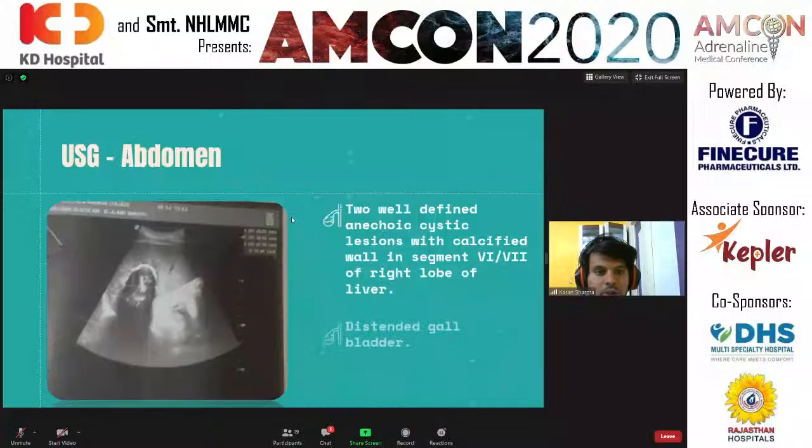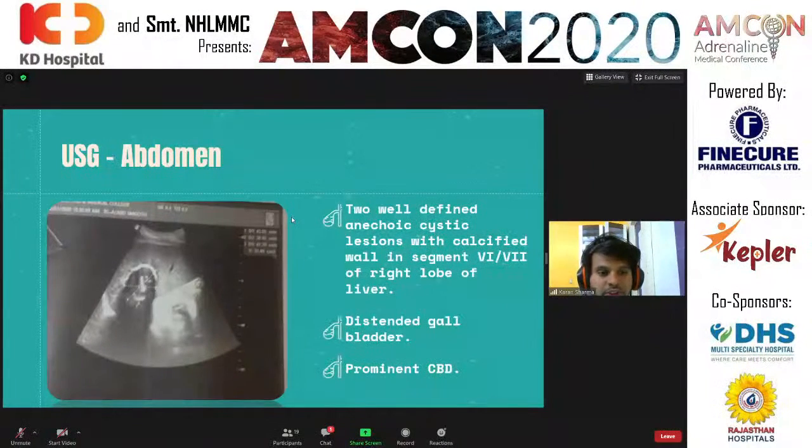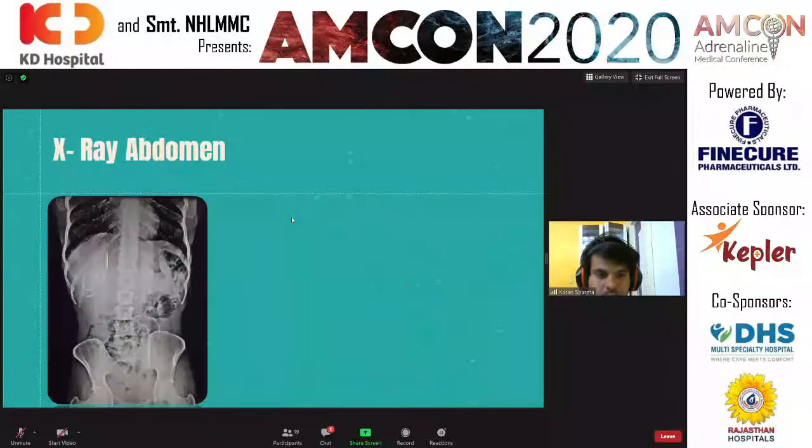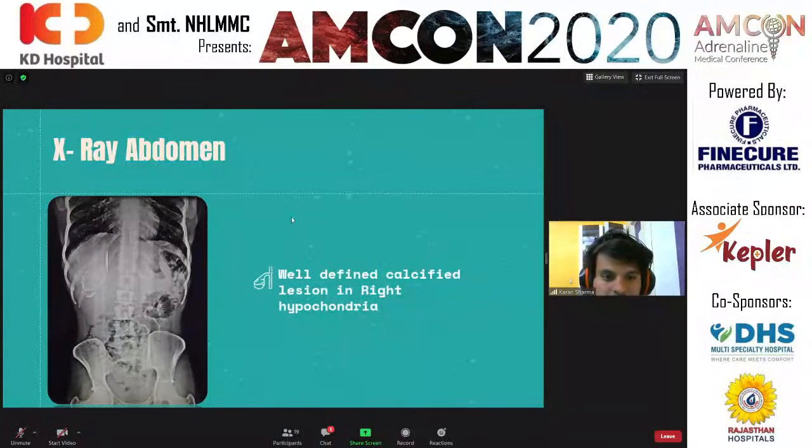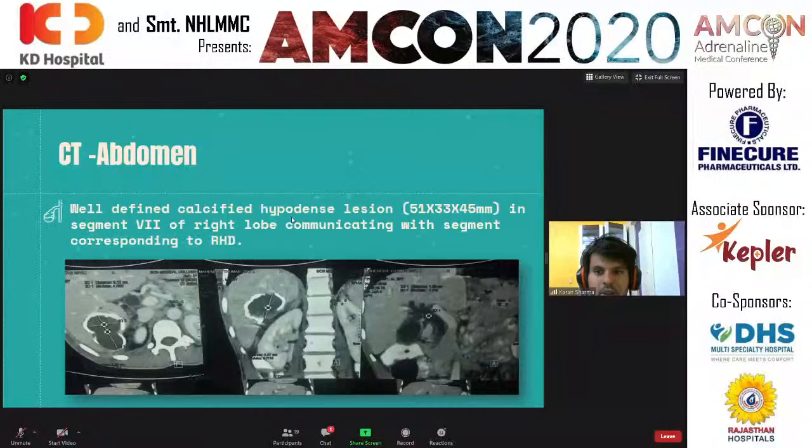USG abdomen showed two well-defined anechoic cystic lesions with calcified wall in segments 6 and 7 of the right lobe of the liver. There was a distended gallbladder and prominent CBD. X-ray abdomen showed well-defined calcified lesions in the right hypochondrium. CT abdomen showed a well-defined calcified hypodense lesion in segment 7 of the right lobe communicating with the segment corresponding to the right hepatic duct.